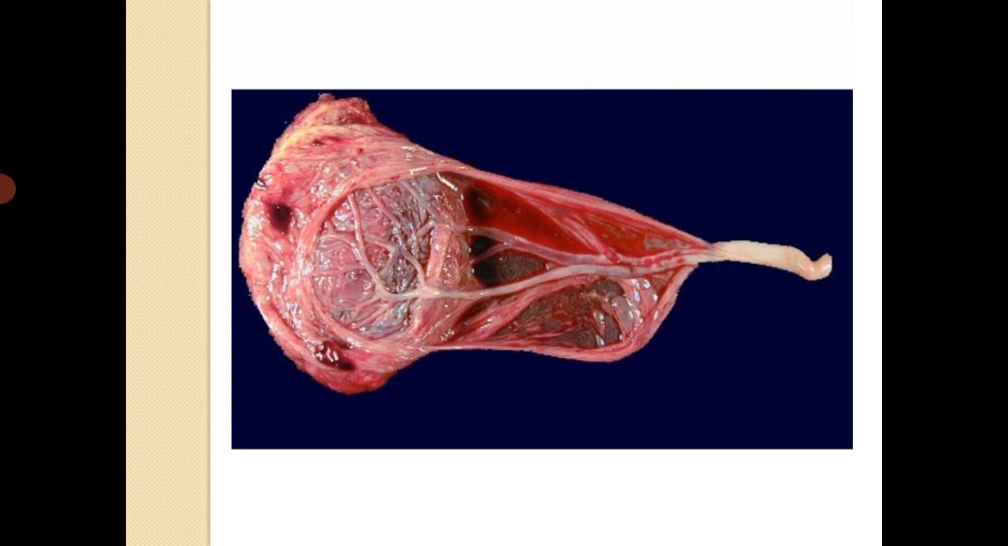This is the image of velamentous insertion, where the cord is inserted into the membrane at some distance from the edge of the placenta. The umbilical vessels from the cord run through the membranes for a variable distance before each enters the placenta. Velamentous insertion occurs approximately 1% of the time, with an increased incidence in multiple gestation. A velamentous insertion can be dangerous for the fetus.